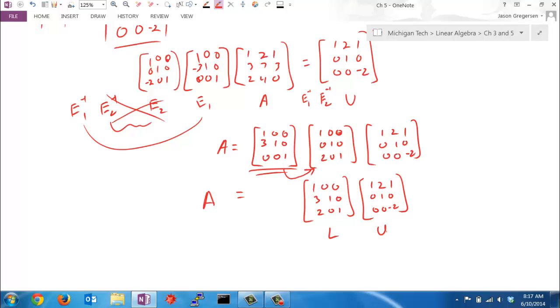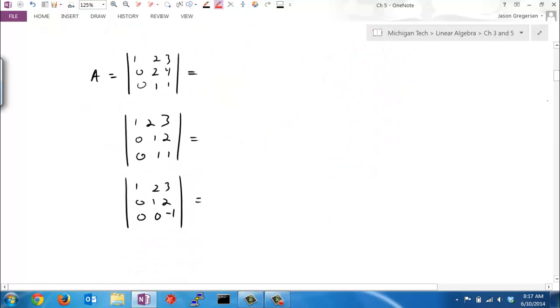Any questions from the warm-up? All right, we're going to do a couple more real quick here. Find these determinants.